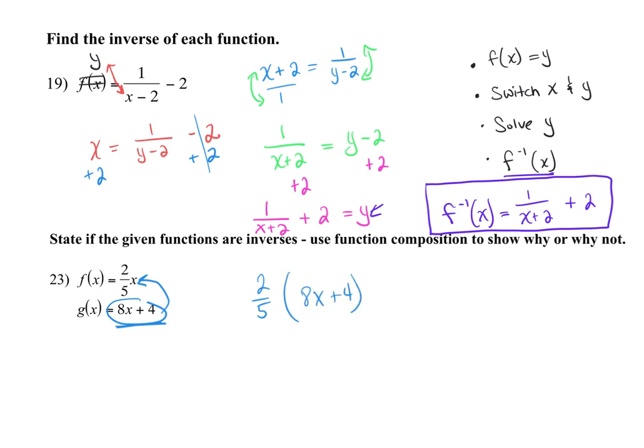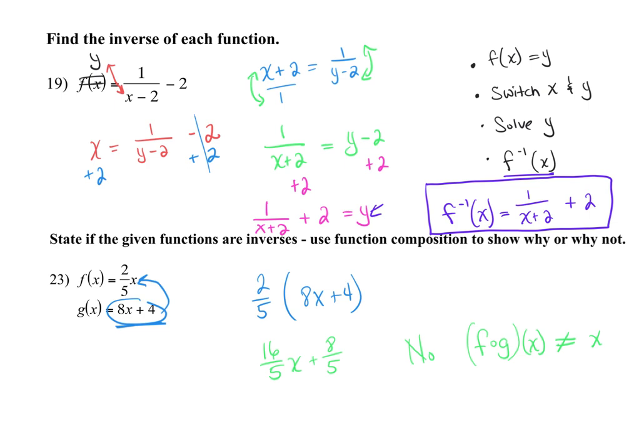All right? When you do that, you get 16/5 x plus 8/5. These are not inverses of each other. The answer here is no. And the reason is that when I take the composite, I do not get just an x, all right? If you were to do the composite of 25, your final answer would be an x.